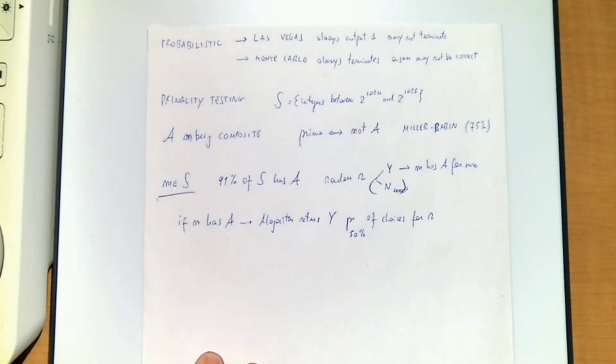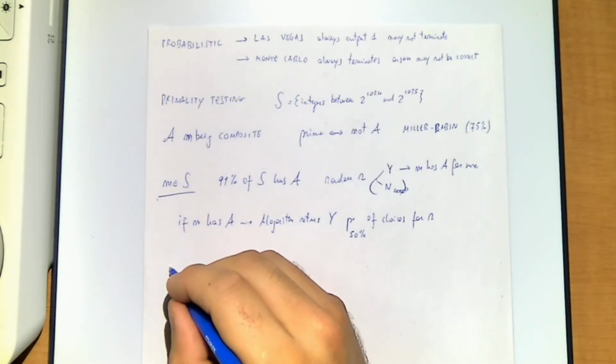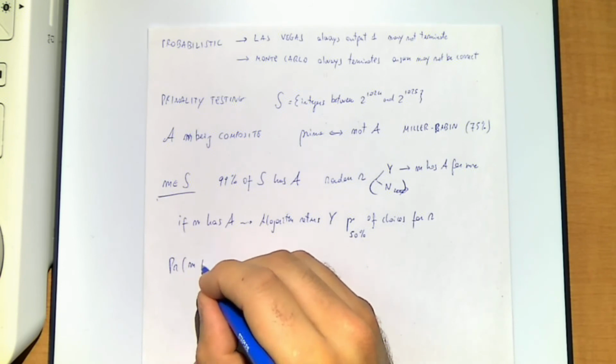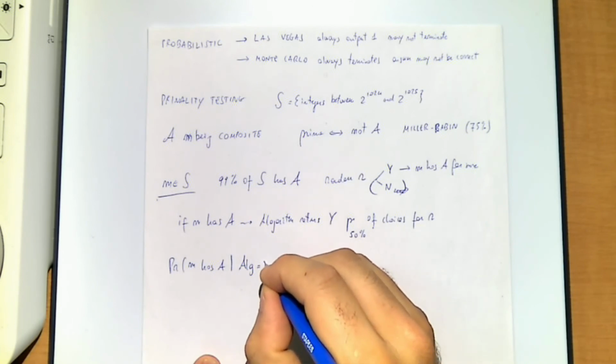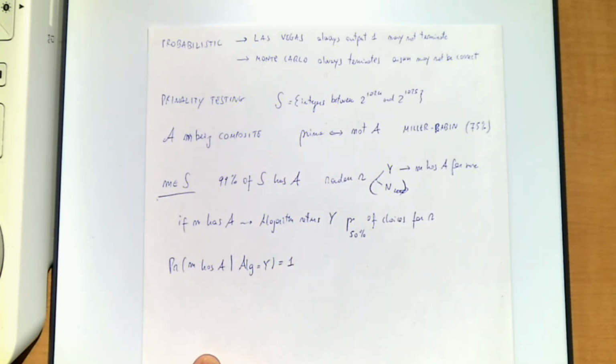But okay, so basically, we can formulate these two as probability properties. So the probability of M has A, given that algorithm equals yes, is 1. That's the first property that we want. So if the algorithm returns yes, then M has the property. Remember, that corresponds to finding a witness. So if the algorithm returns yes, it's composite, then you know it's composite, because you get a witness.